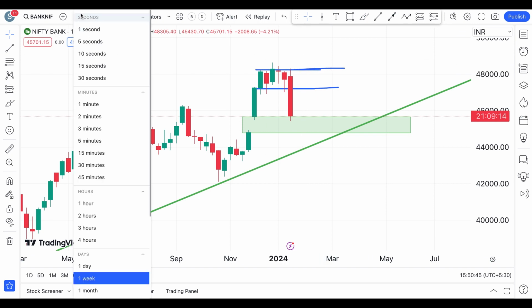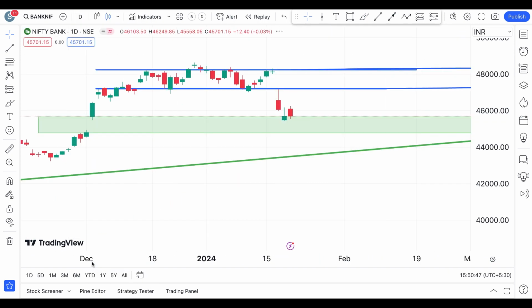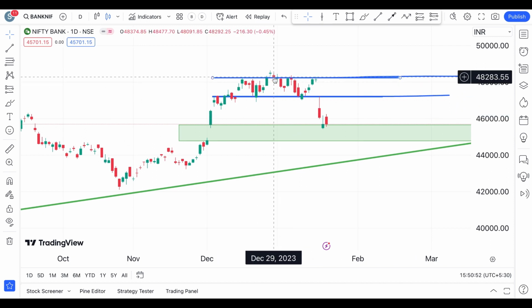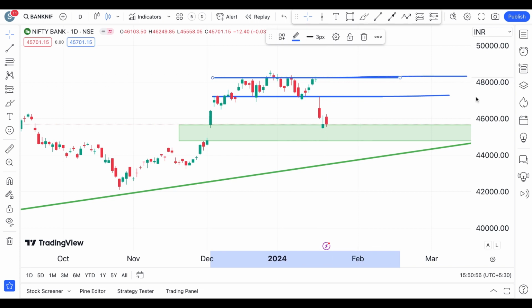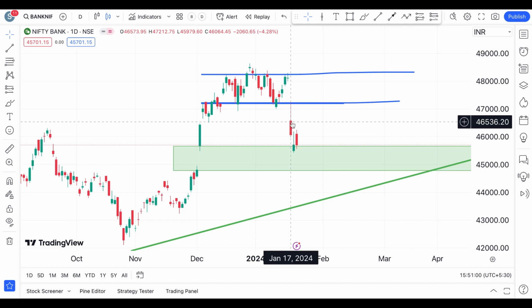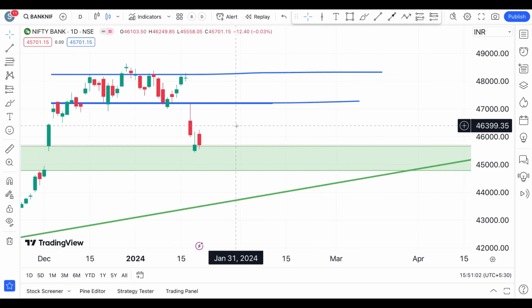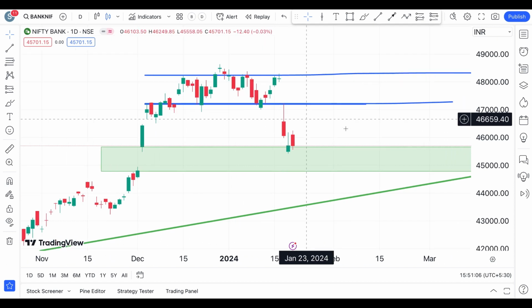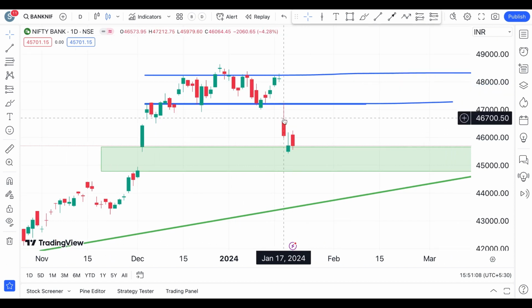Now let's see how it's looking on a daily chart. Here we have the Bank Nifty, and this is almost the exact similar range that we have been talking about for many days. But this breakout, this particular candle on January 17th, is definitely coming out of this range, which is clear for the Bank Nifty, that it is out of its sideways momentum.